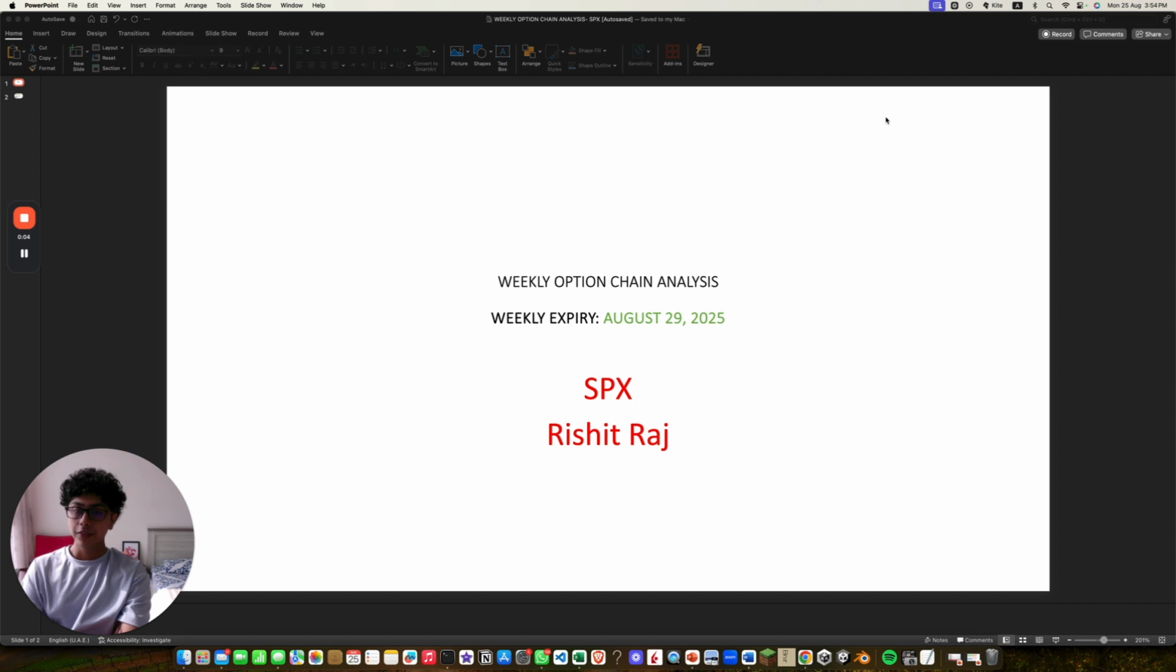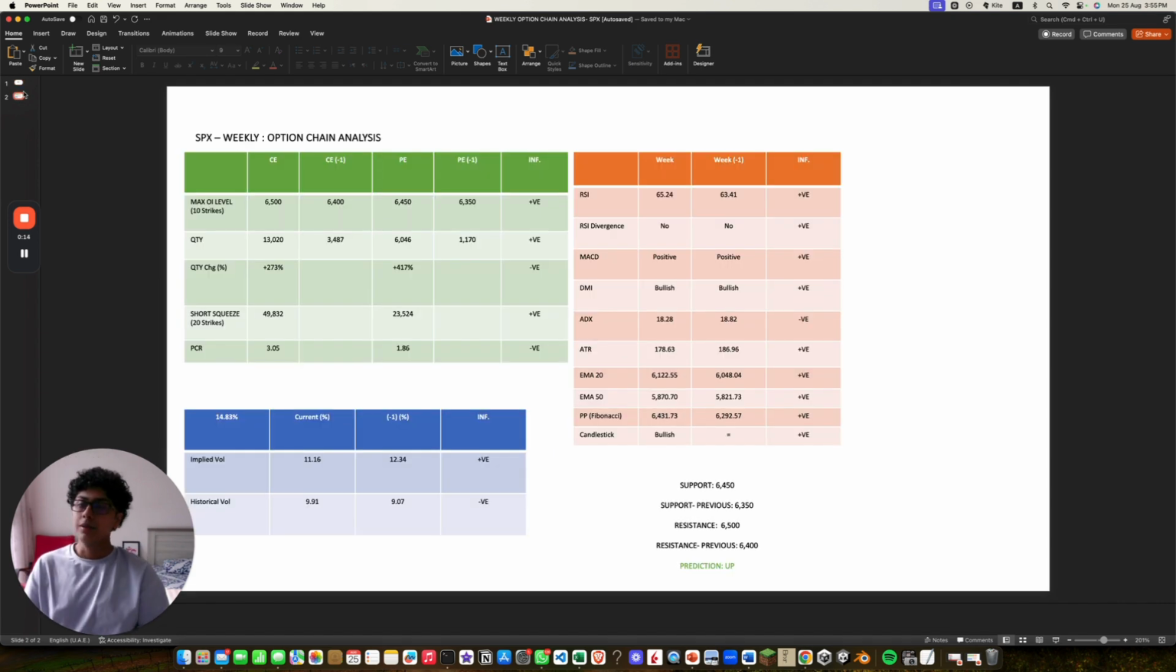Today is the 25th of August 2025 and I'll be going over my weekly option chain analysis for the S&P 500 for the upcoming expiry on the 29th of August. The max Y levels have increased for CE and PE. That's two positives. Quantity is higher for CE. That's positive. Quantity change in percent is higher for PE, so that's negative.